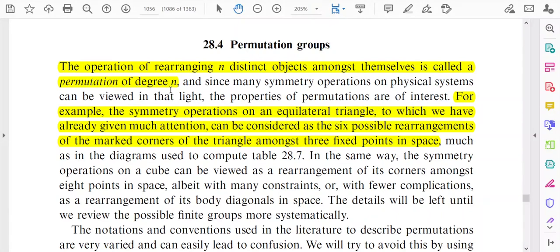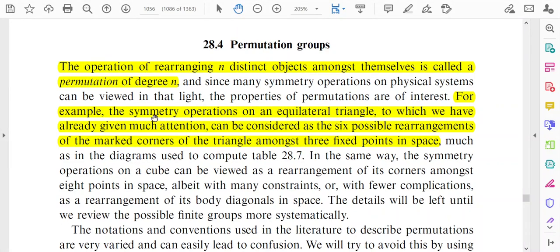Suppose you have a total of n objects and you are going to rearrange those distinct objects. So this is known as permutation, and if there are n distinct objects, the degree of the permutation will be n. So the degree of the permutation depends on the number of distinct objects.